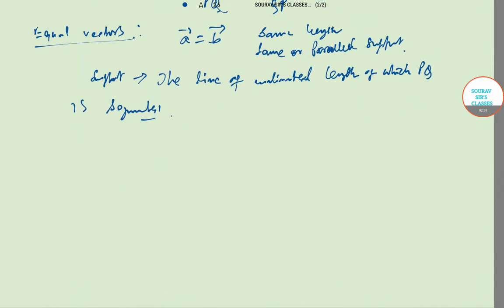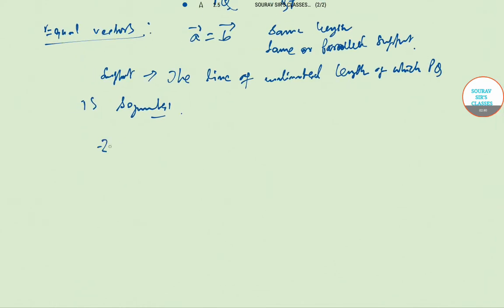Now, what is a zero vector or a null vector? If the initial point is equal to the terminal point, that's it. This is the official way of saying that the initial point is equal to the terminal point.